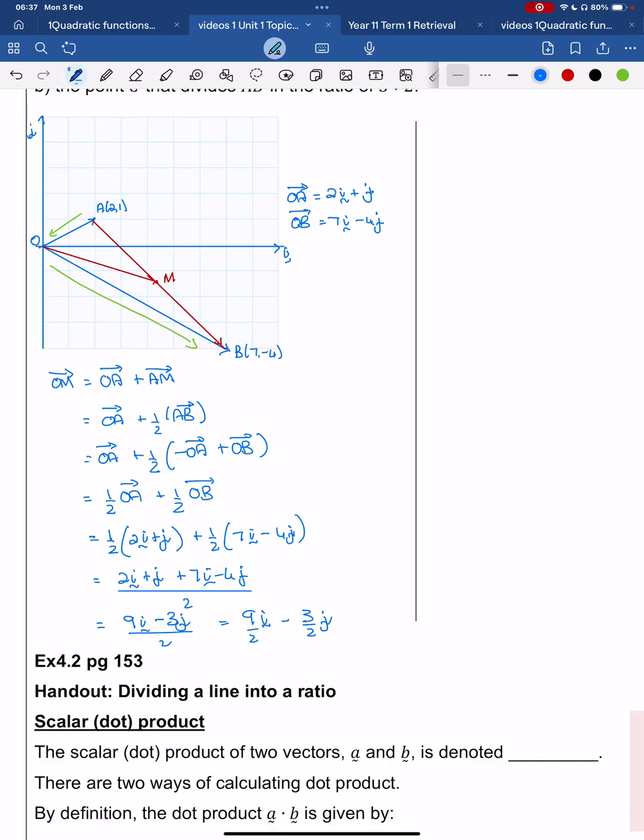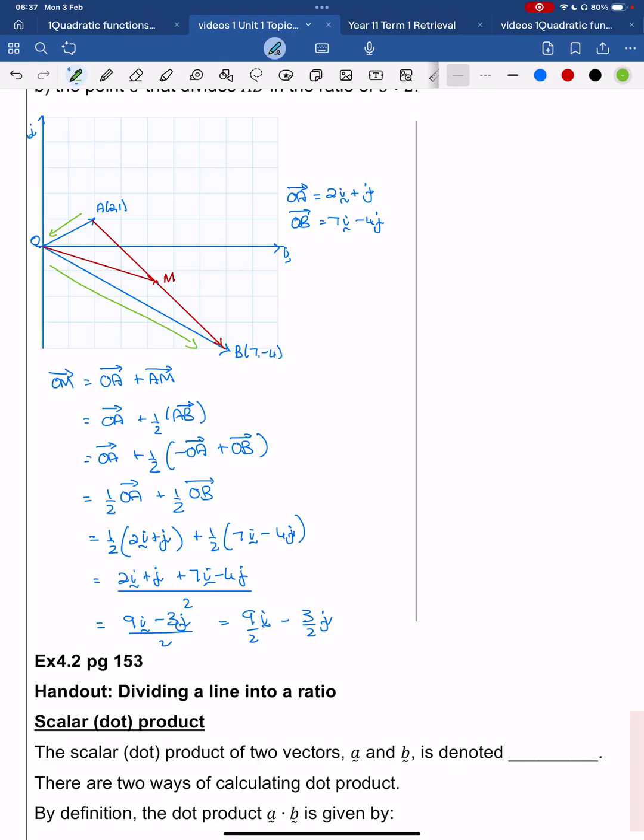And you can check yourself, because if you have a look, this looks like it's approximately the midpoint over there. And if I go here, 1, 2, 3, that looks like it's about 4.5 and minus 1.5. And that was just my guess of where it would be. So it kind of makes a bit of sense.